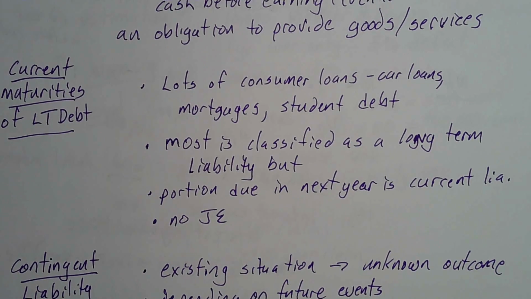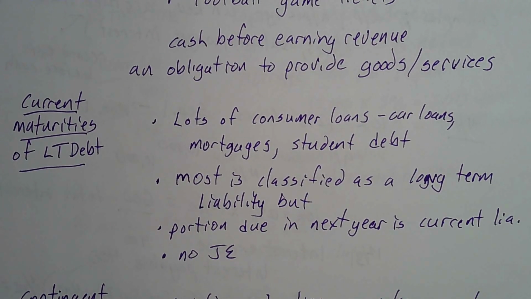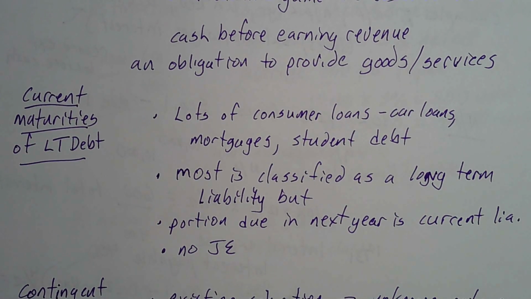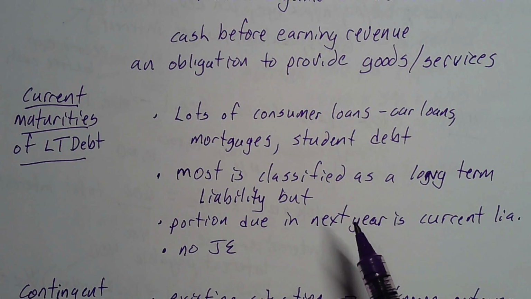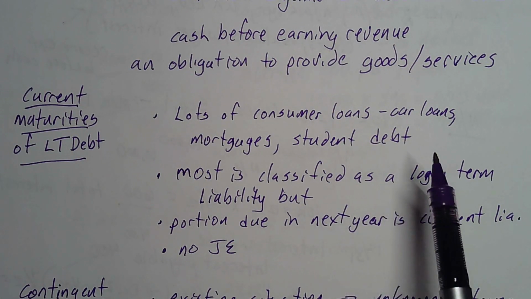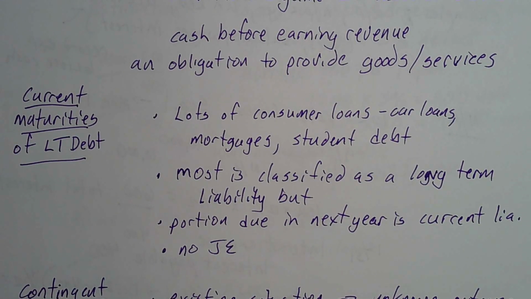Current maturities of long-term debt, a lot of our consumer loans are this way, but not necessarily a lot of corporate loans. A lot of consumer loans are where you take out a loan and you're being required to pay it back every month plus a portion of the interest. So car loans, mortgages, student debt, I'm sure most of us have at least one of those, if not all of them, or at least for me.